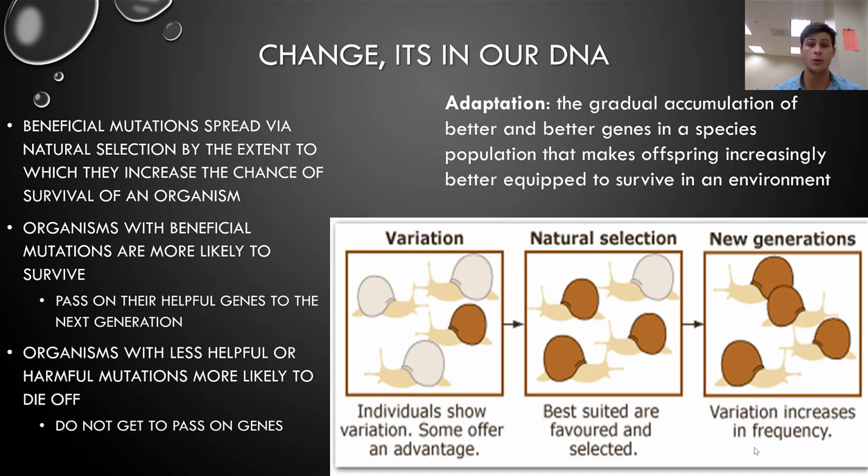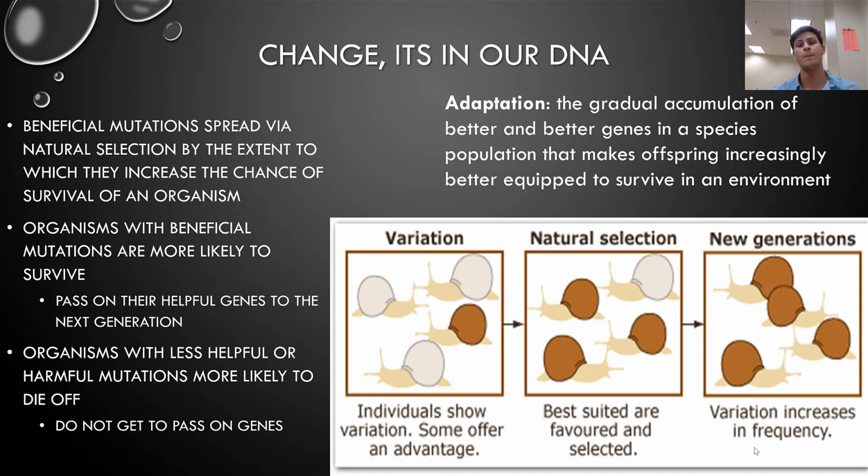Organisms with beneficial mutations are more likely to survive. That's something that we learned when we were talking about natural selection. And so organisms which are more likely to survive are also more likely to pass on their helpful genes, including that mutation, to the next generation. Organisms with less helpful genes, or organisms without that beneficial mutation, are more likely to die off, and so they don't get a chance to pass along their genes.